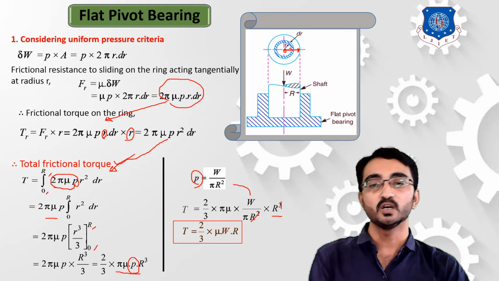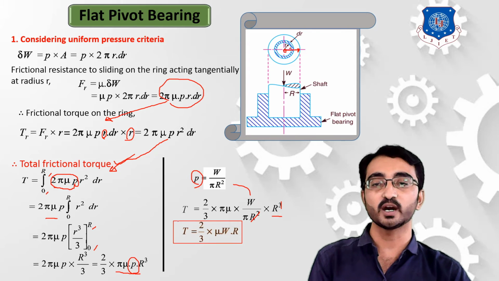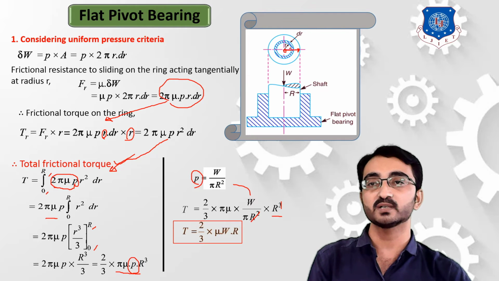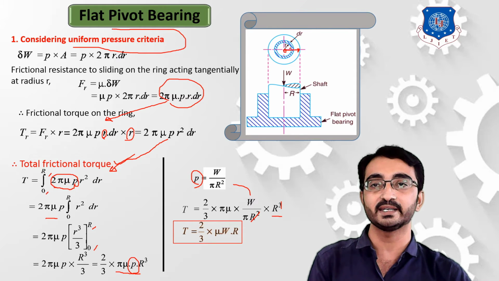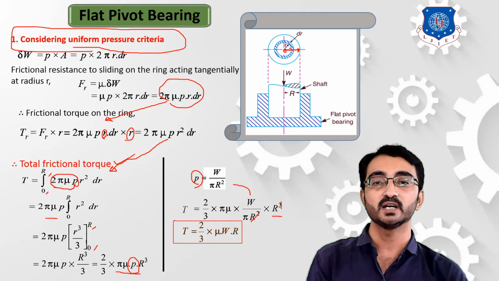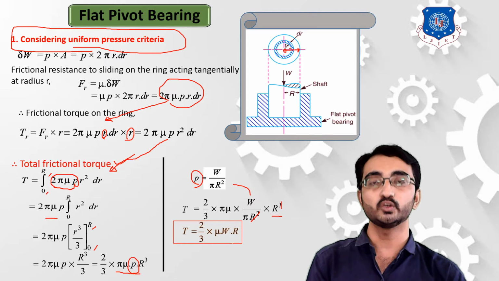Okay, so in this way we can derive that the frictional torque which is transmitted between the shaft and bearing surface, when we have considered the uniform pressure criteria, will become T is equal to 2 by 3 mu WR, and this equation is very much important from an examination point of view.